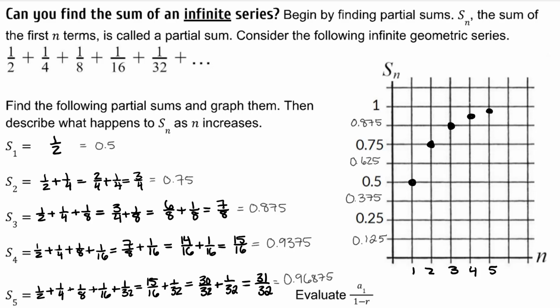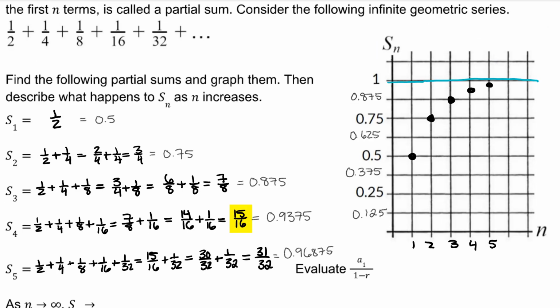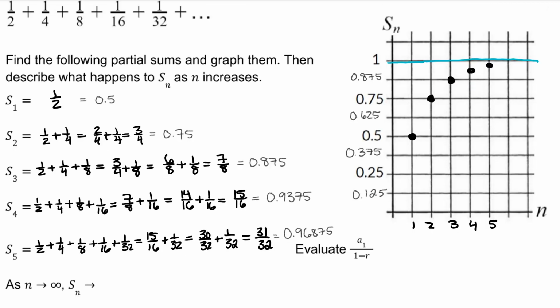As we add more terms, it doesn't feel like we're getting closer to infinity. It feels like we're actually getting closer to a number. It feels like our sums are approaching the number 1. Would they ever go over 1? Look at this pattern, 15 over 16, 31 over 32. What would the next one be? 63 over 64? As we add more terms, the sum keeps getting closer and closer to 1, which means that as n approaches infinity, S sub n approaches 1.